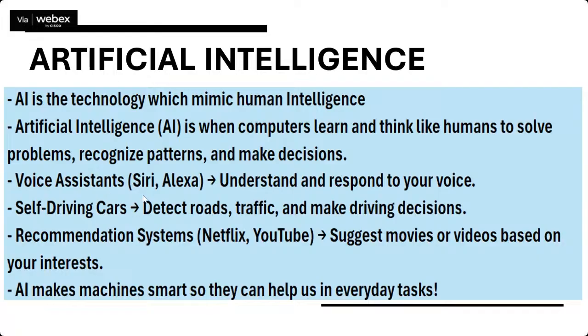Voice assistants like Siri and Alexa understand and respond to your voice. In a self-driving car, if the road turns left or right, the automated car can detect the signals and turn based on the road scenario. Recommendation systems: if you watch action movies on Netflix, AI will recommend action category movies. AI makes machines smart so they can help in everyday tasks. Clear? This is all about artificial intelligence.